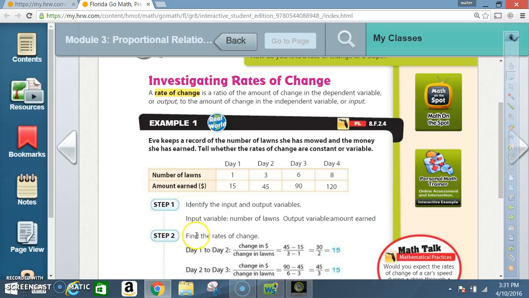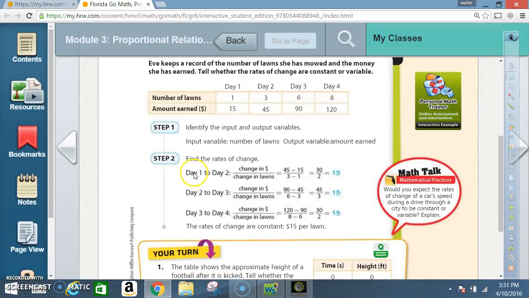Step 2, find the rates of change. First we find the rate of change from day 1 to day 2. Change in the amount of money, that's the Y, so that's on top, is 45 minus 15, which is 30. Change in the lawns, that's the X value, is 3 minus 1, which gives you 2. So 30 divided by 2 is 15.